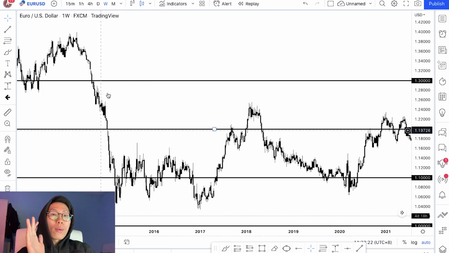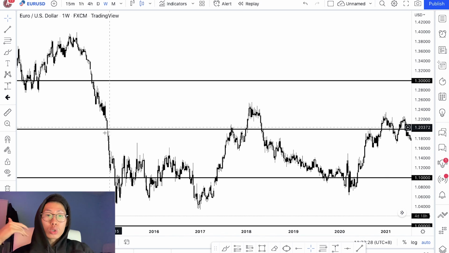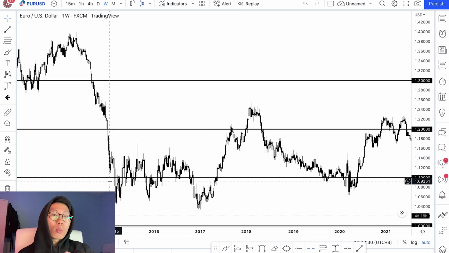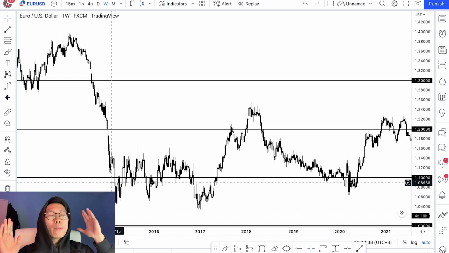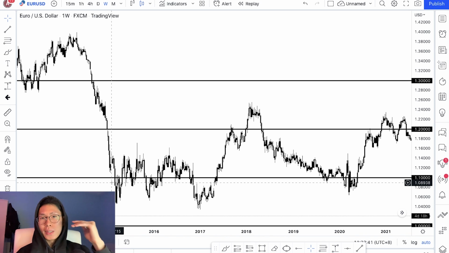There is a reason why when price is right here at this 1.3 level, it goes down to the 1.2 level next, and then once you break through the 1.2 level, it goes to the 1.1 level next. There is a reason for that. Price does not just go anywhere. Price does not just run around. It moves from one major level to the next major level.